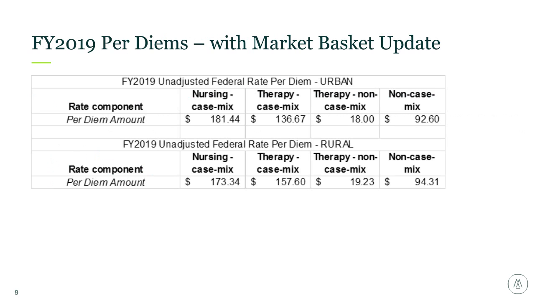So for our per diems for fiscal year 19 for urban and rural providers, this is the distribution of the per diem amount between the various categories: nursing, therapy, non-case-mix related, and then those non-case-mix adjusted expenses. So at a high level, you can see the impact there. And with that, we will move to our next polling question.